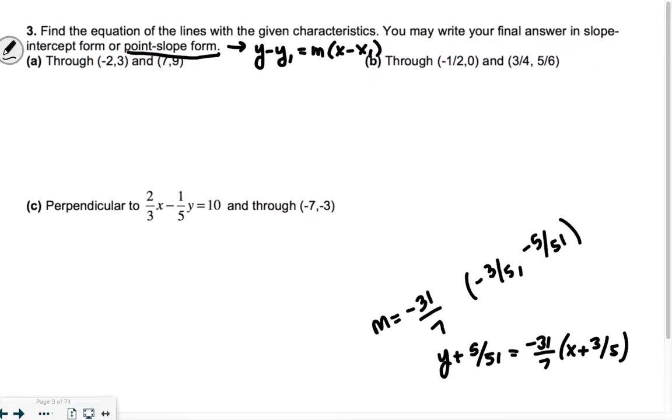Because if I asked you to write it in slope-intercept form, y equals mx plus b, look how gross this is, everybody. You'd multiply it in. You'd get a denominator of 35. You would then subtract this over, and you'd have denominators of 35 and 51 that you'd be getting common denominators for. Does that make you want to puke a little bit? We don't want to do that.